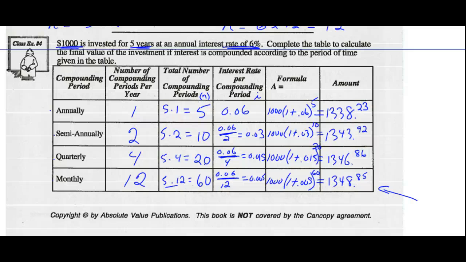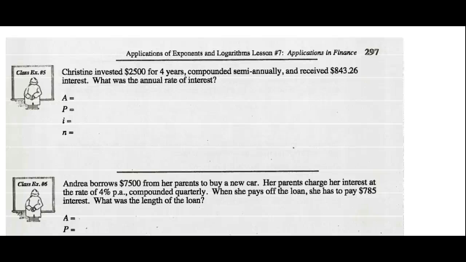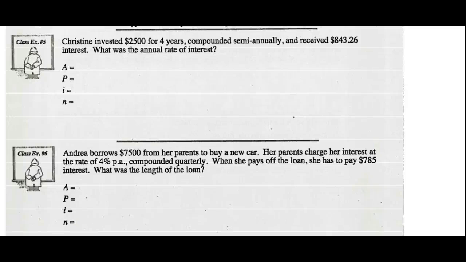Let's look at example 5. Christine invested $2,500 for 4 years, compounded semi-annually, and received $843.26 interest. What was the annual rate of interest? Well, let's write down the things we know. We know the initial amount, $2,500, plus she received $843.26 in interest.